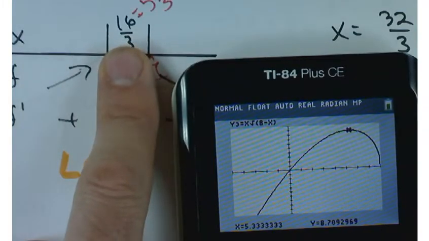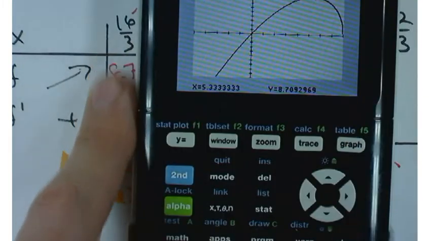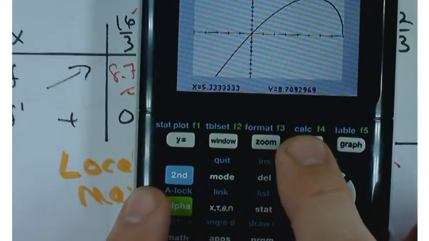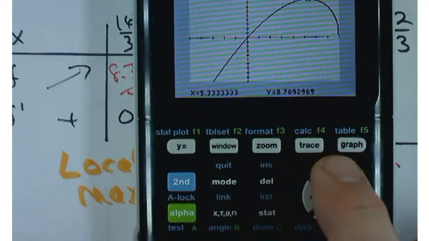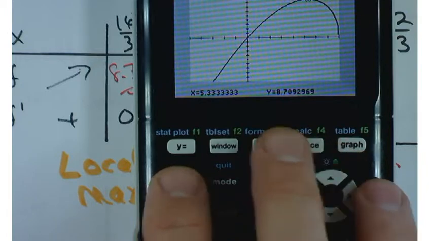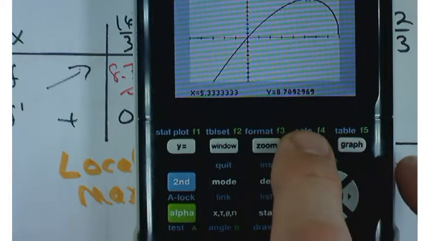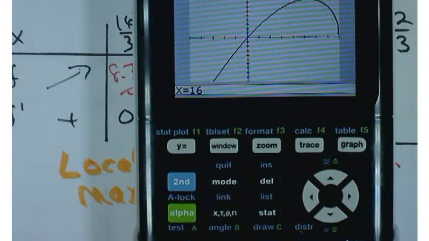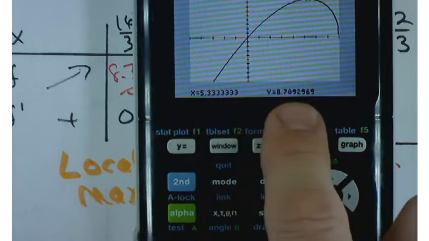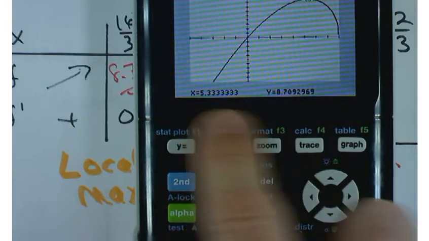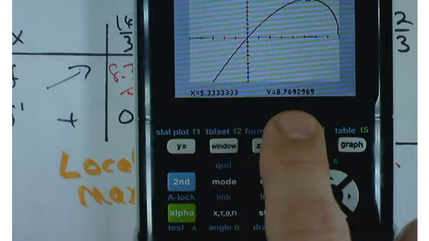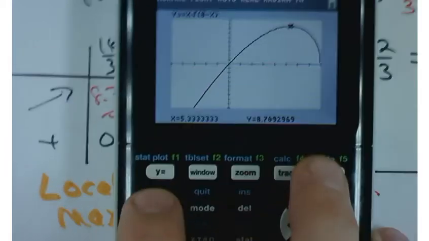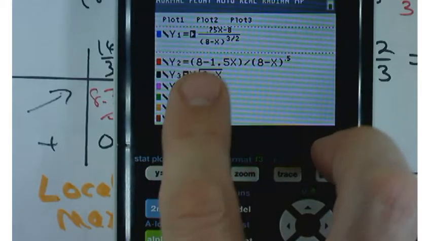So the 8.709 is going to happen when x is 16 over 3. There's a couple ways you could do it. I did it by tracing the graph. If you hit the trace key, you can type in a number like 16 divided by 3, and when you press enter, it gives you the x and y coordinates. There's your 16 over 3, and that's your y coordinate. This is the original equation, so if you look back, this is what I'm graphing right here.